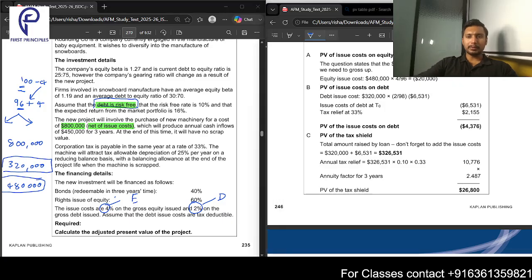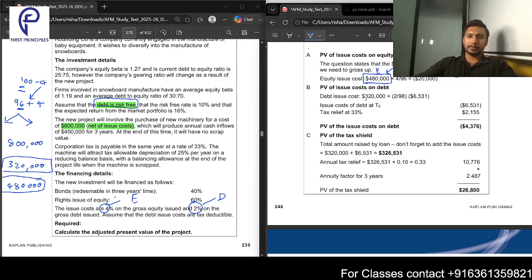Now let's look into the calculation of the issue cost. So calculation of issue cost of equity. 800K is net of issue cost. Therefore, we need to gross up. So 480,000 is the total equity that I have raised in this project. And then we have taken 4 of 96 because this is net of issue cost. And then we have got the issue cost of equity.